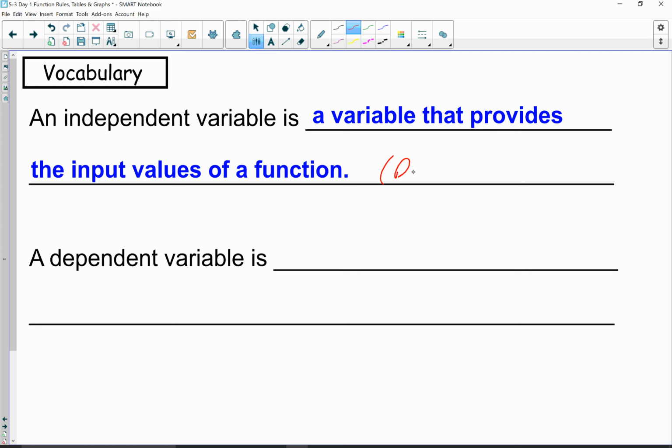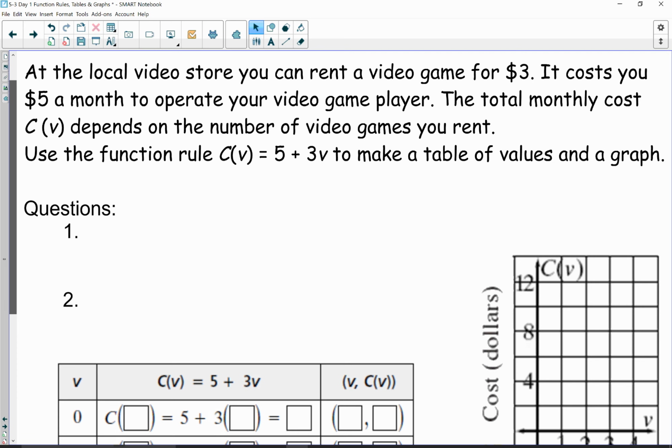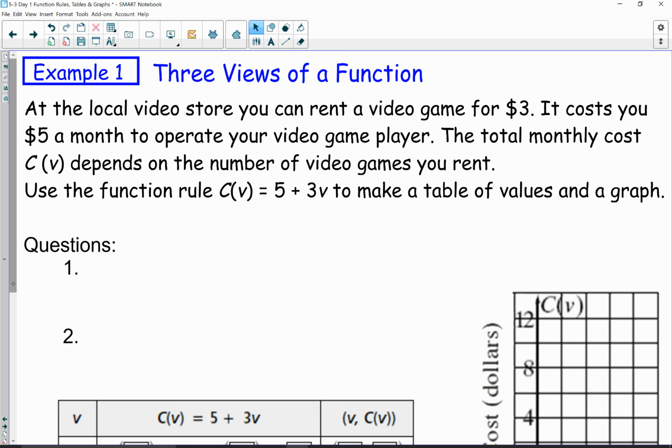So we have a function that's given to us here. If we read the problem, we'll see that it's about video games and the cost to rent video games and then to operate the video game player. So we were given the function c of v equals 5 plus 3v, and we're told to make a table of values and a graph. So before we actually do any of that, some things we have to think about.